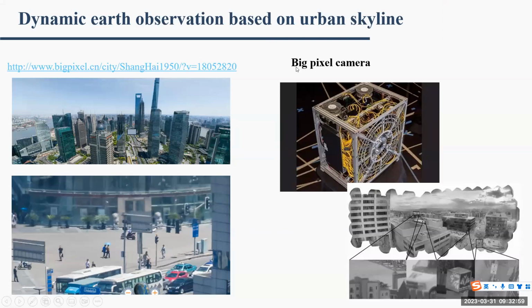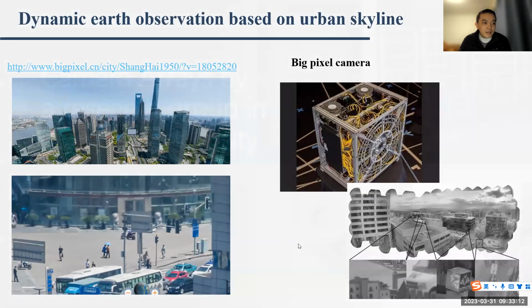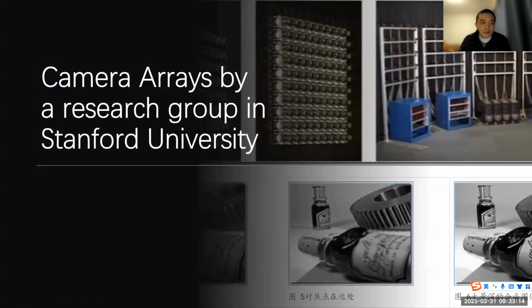One is called the big pixel camera. Actually, it's not developed by us, and it is very expensive, but it can help to do this. And we found another idea, using camera arrays, proposed by a research group at Stanford University. Using camera arrays has many advantages. The first is for the far field and the near field.